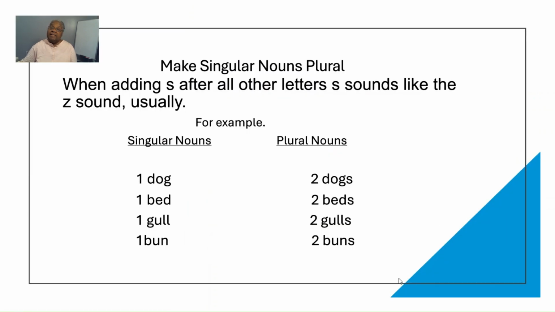When adding S after all other letters, S sounds like the Z sound, usually. For example, one dog becomes two dogs. One bed becomes two beds. One gull becomes two gulls. One bun becomes two buns.